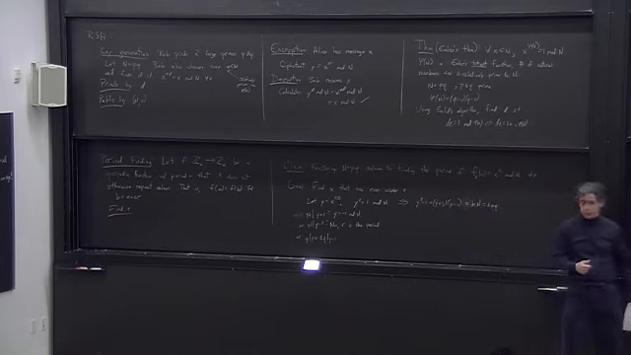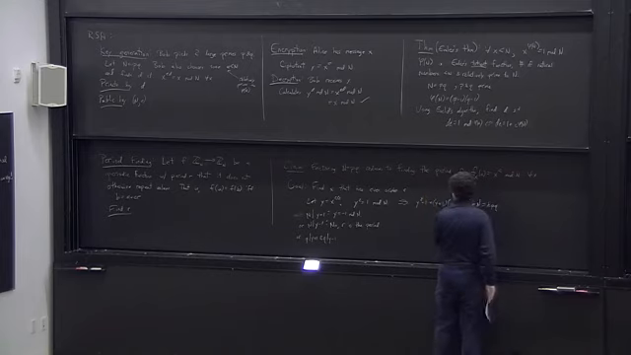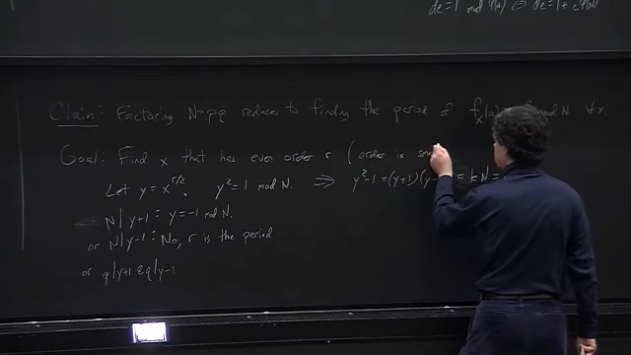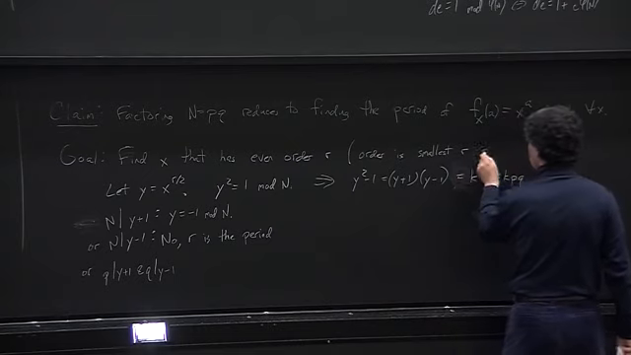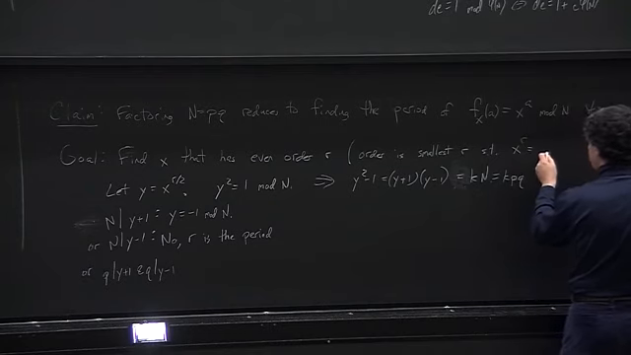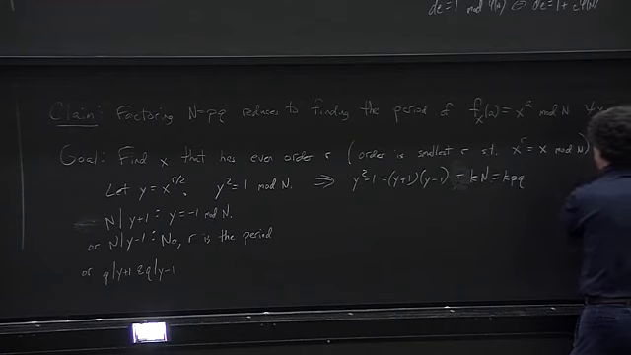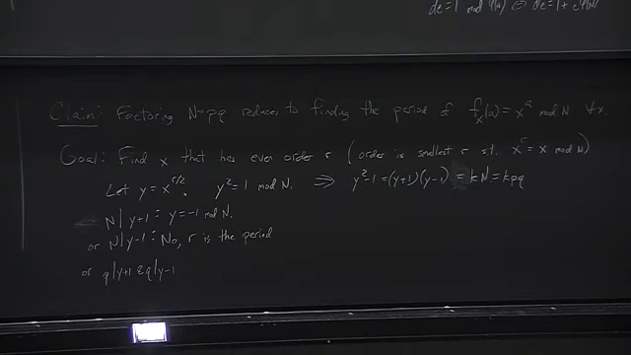Yeah? So what is order? Yeah, so order is the period of this function. So order is the smallest r such that x to the r is equal to 1 mod n.